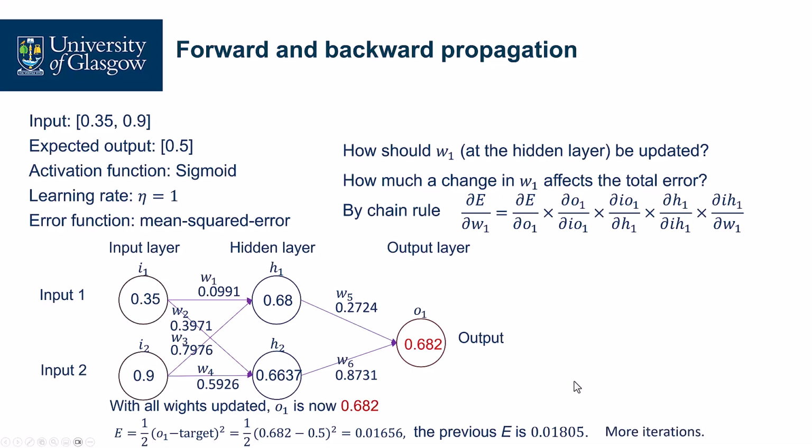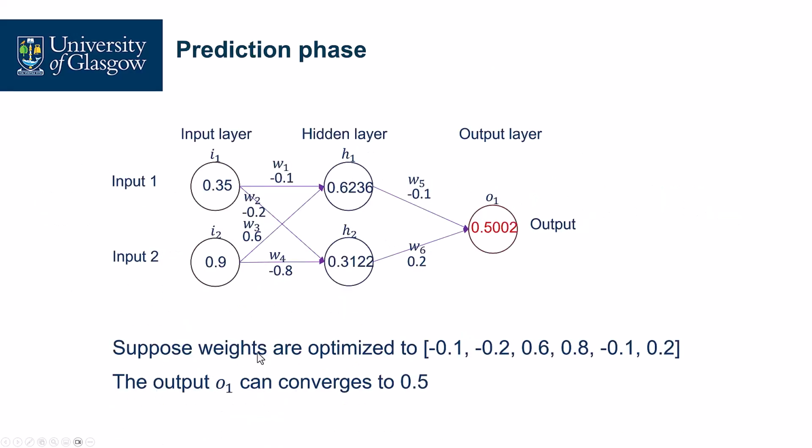So consider after many iterations, so suppose the weights we optimize them to be this value. So I wrote it here. So in this case, the output is 0.5002. So it's very near to 0.5. So the optimization stops. So then these weights can be locked there, and this neural network is trained and can be used for prediction in the next step, right?